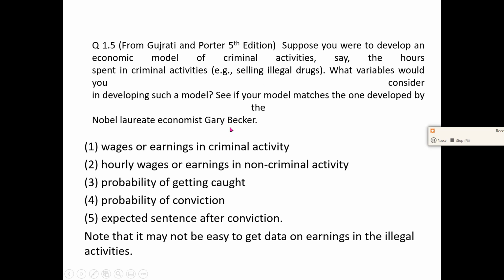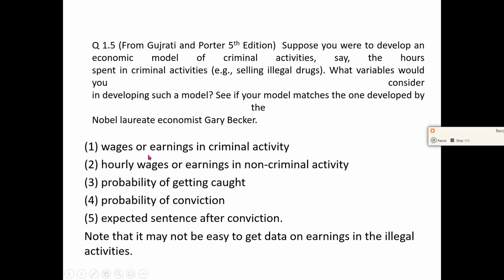Although I have a list of variables already written here, if you don't look at this list, you can just brainstorm: what are the factors that induce a person into criminal activities? Of course, there can be countless explanations. A psychologist will come up with an entirely different answer to this question. An economist will come up with a different answer, right? But I have listed some of the factors that can help explain the time spent in criminal activities.